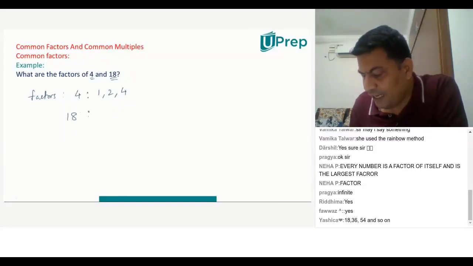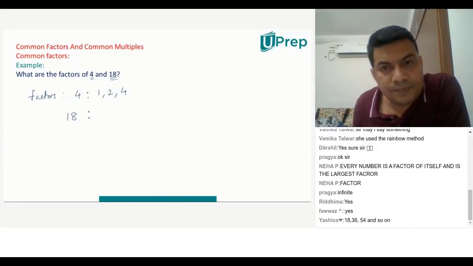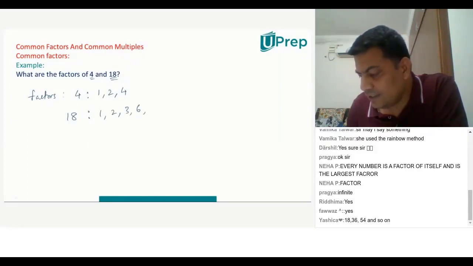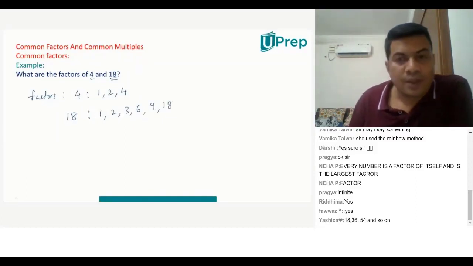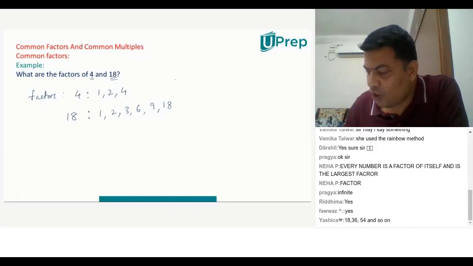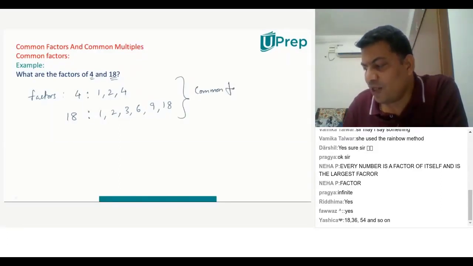What are the factors of 18? 1, 2, 3, 6, 9, and 18. Correct? Very good. So you know the factors of 4, you know the factors of 18. Now the question asked is, what are the common factors? Common factors are the factors that are common to both the numbers. Now what are the common factors?